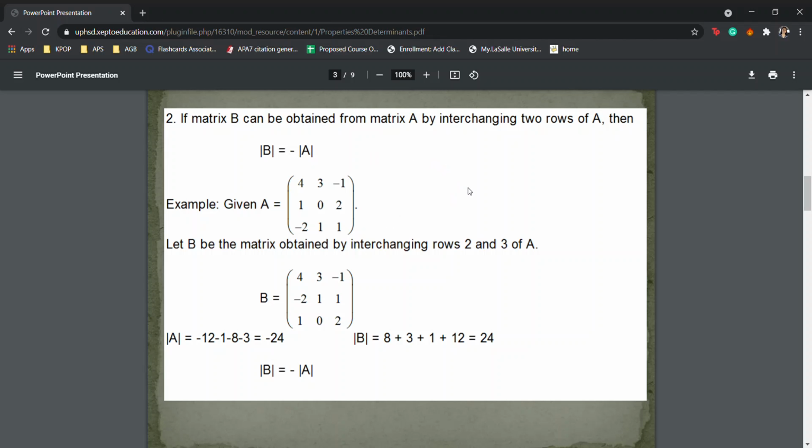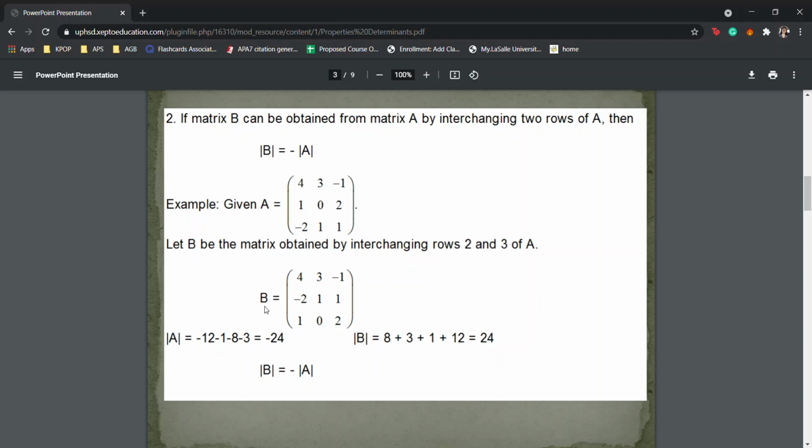So, for the given matrix A, 4, 3, negative 1, 1, 0, 2, negative 2, 1, and 1, let us interchange rows 2 and 3. So, row 1 remains the same, 4, 3, negative 1. Your new row 2 will be negative 2, 1, and 1. And then the third row will be 1, 0, 2. So we know that the determinant of matrix A is negative 24.